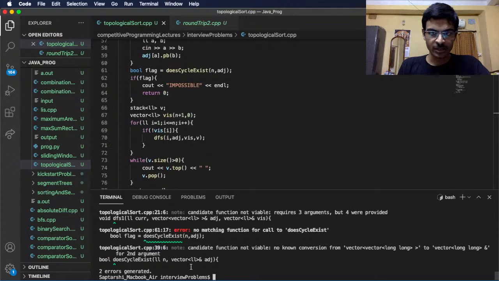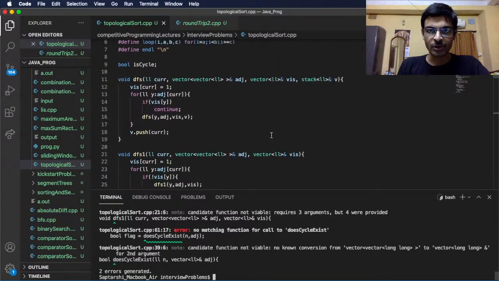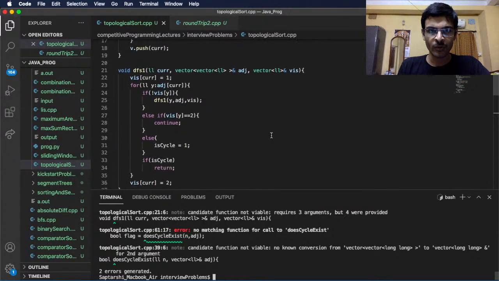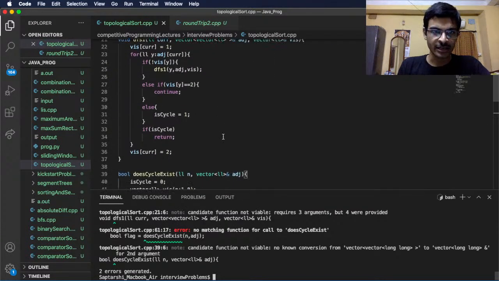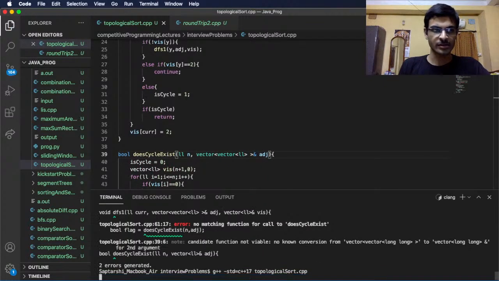Okay, bool does exist, no known conversion from vector vector long long to vector long long. So again, the typo. I think I wrote vector. Where did I write? Line 39. Okay, vector vector ll. And now we can say that's it.